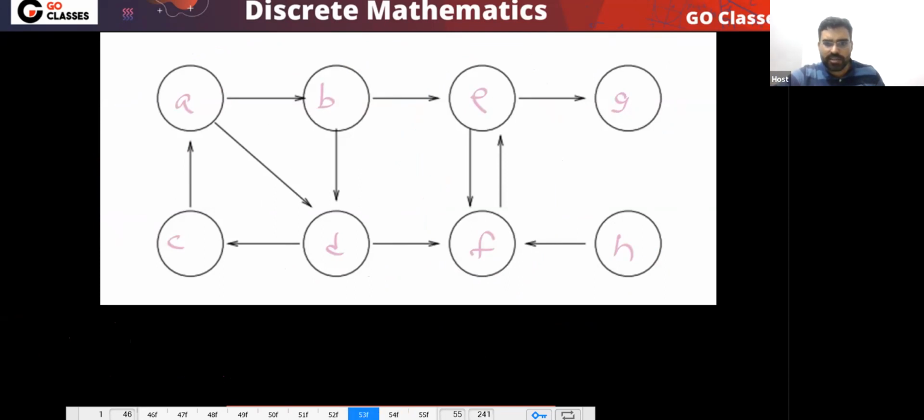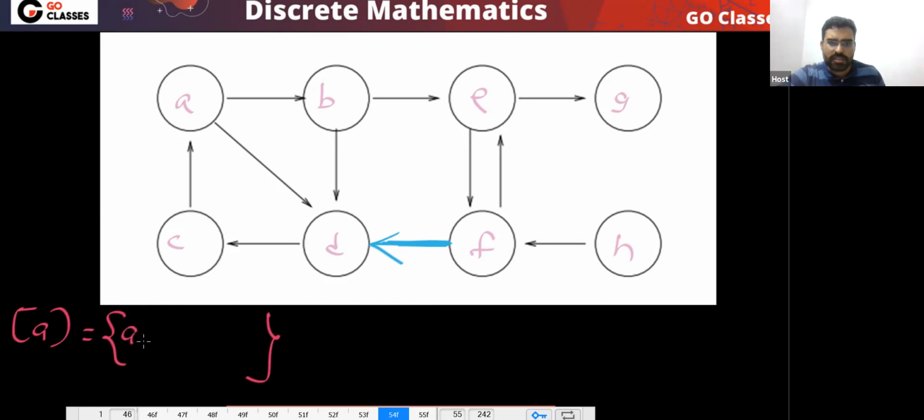Let's see another question. If I modify this arrow, let me modify this arrow to this side. Now tell me the answer.